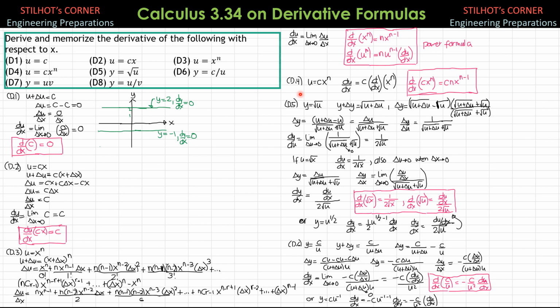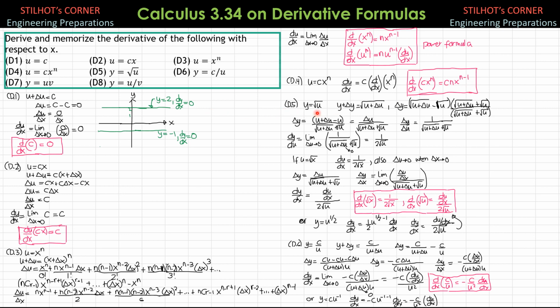Then d.4, this is still the power formula, c x to the n. So du/dx is c times the derivative of x to the n. Since we already know the derivative of x to the n, which is n x to the n minus 1, the derivative of c x to the n is c n x to the n minus 1. The derivative of c u to the n, if we replace this with u, is c n u to the n minus 1 times the derivative of u with respect to x, or du/dx.